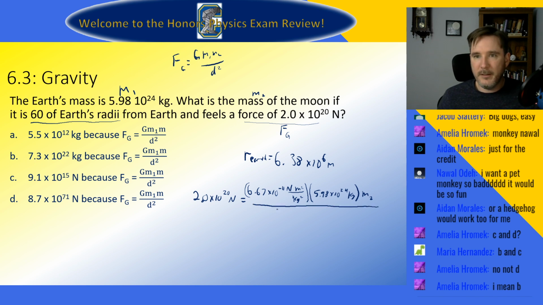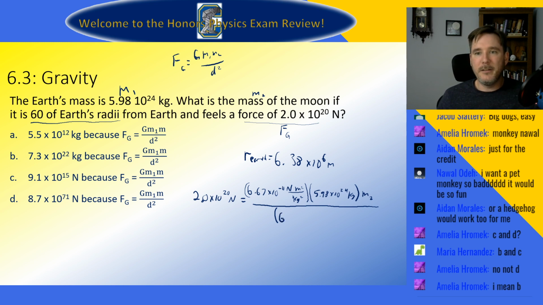Well, the distance, it says, is 60 of Earth's radii. That means exactly what it is if you think about it. If you take the radius of the Earth and multiply it by 60, that's how far away the moon is. That's literally how far away it is. It looks so much closer than that, and it's not. It's really far away.